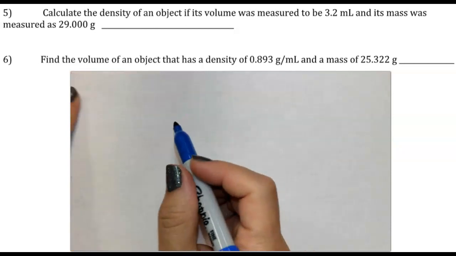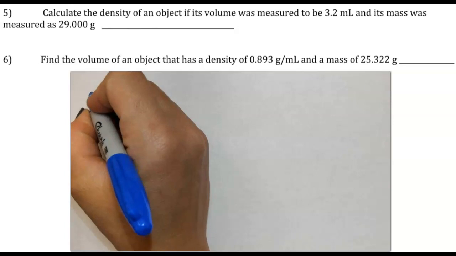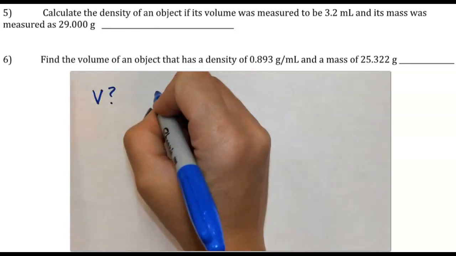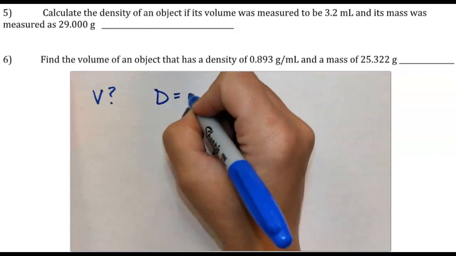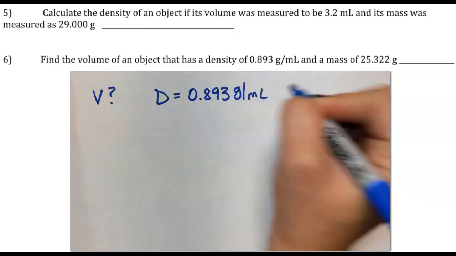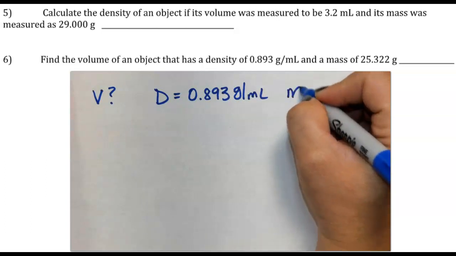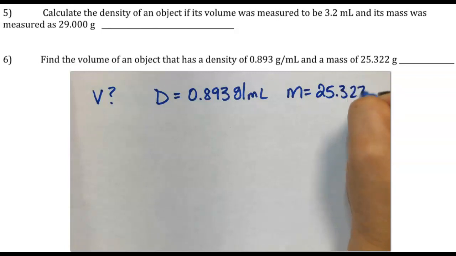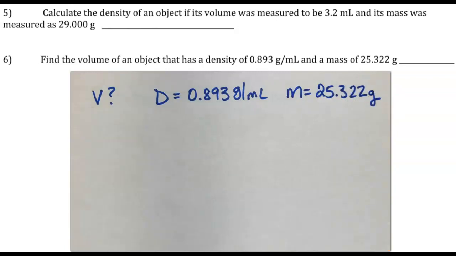Okay, and then we'll do number 6. It says find the volume. So the volume is what I don't know. I am told that I have a density equal to 0.893 grams per milliliter, and I have a mass equal to 25.322 grams. So let's take a minute and identify how many sig figs each of these given values has.